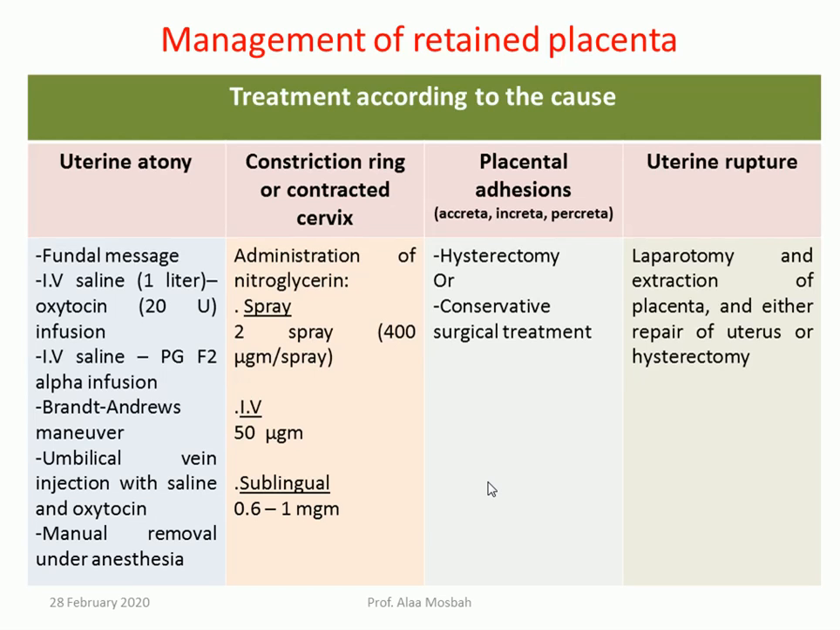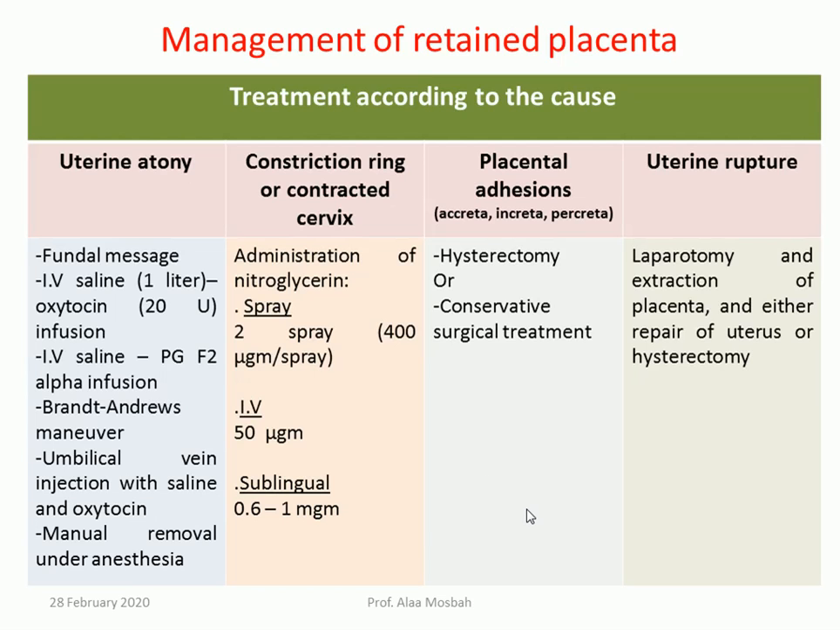Another line of treatment, if the above failed, is umbilical vein injection with saline and oxytocin. Here we deliver the oxytocin to the placental bed, which causes uterine contraction. Lastly, if all the above failed, we do manual removal under anesthesia.